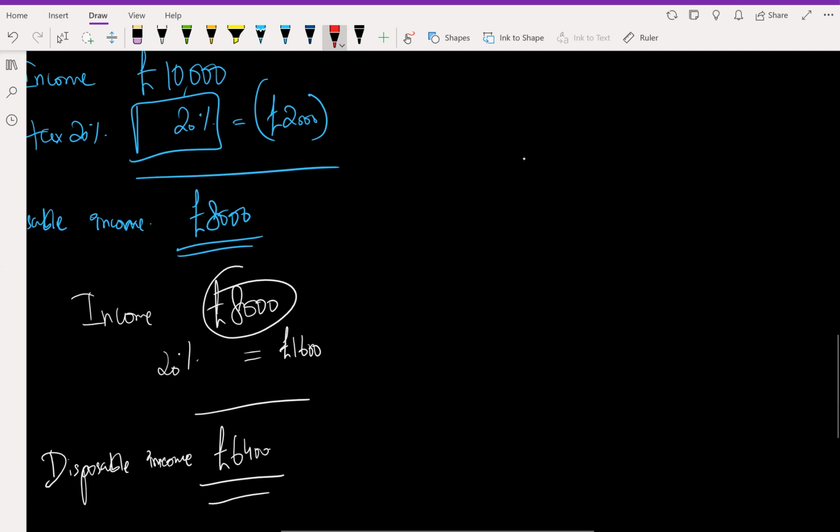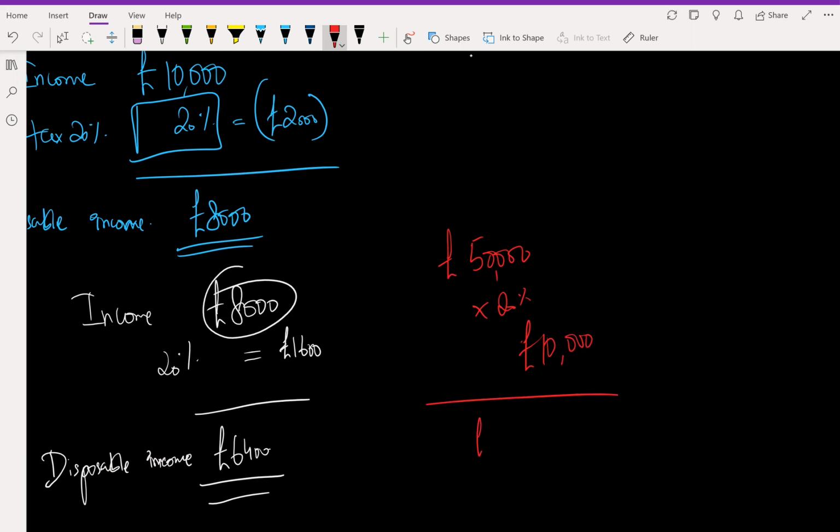Let's say there is Nasser. Nasser has got an income of 50,000 pounds. 20% of that would be 10,000 pounds. So Nasser is left with an income of 40,000 pounds. The 20% stays as it is, but the tax amount will change. Why? Because it's proportionate to your income. The more you earn in absolute terms, the more tax you pay in absolute terms, but the percentage stays the same.